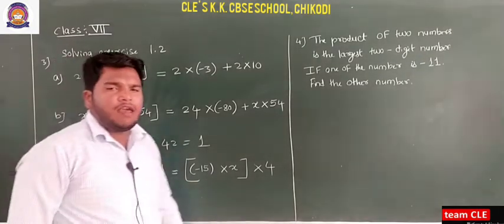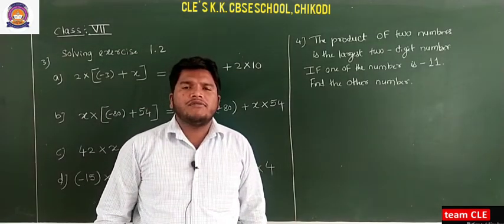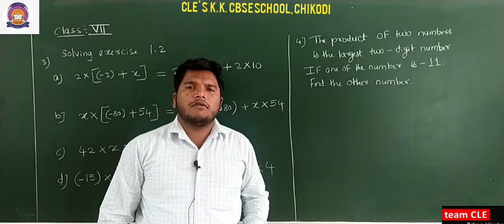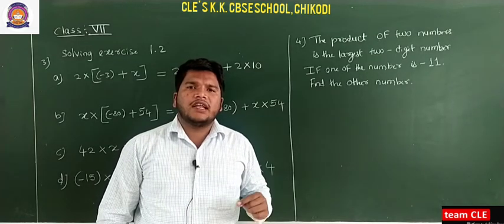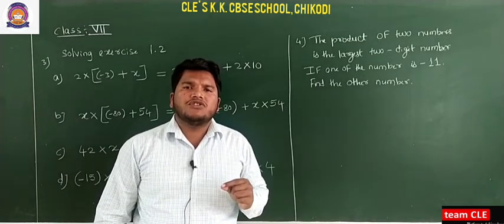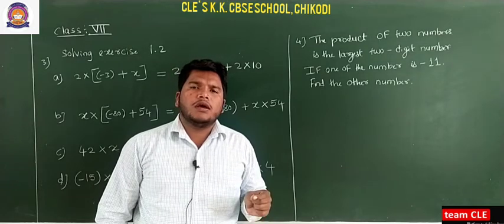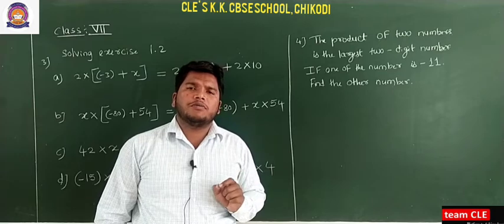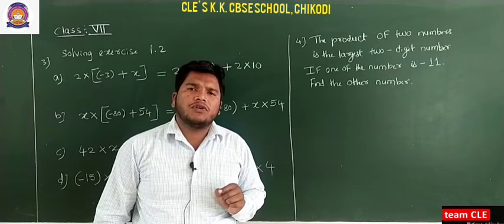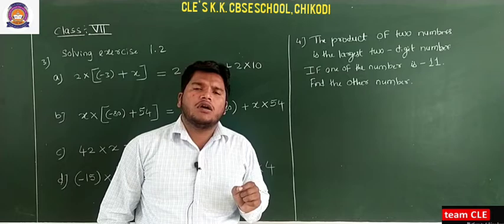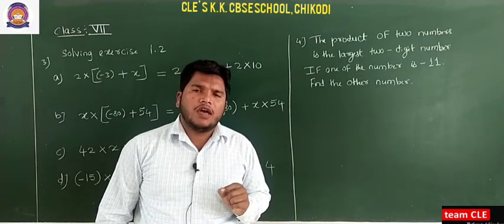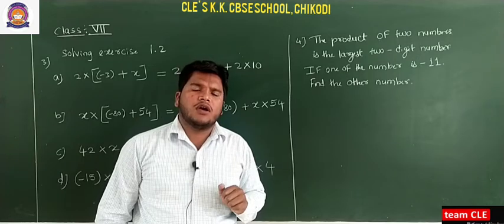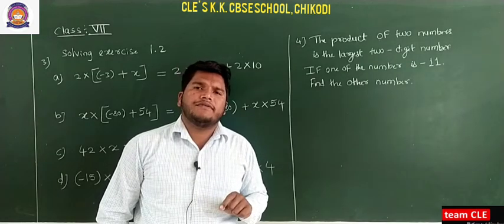In the last class we started with the distributive property of integers. You learned some of the cases, that is a into (b plus c) equals a into b plus a into c. You also solved some examples on the distributive property of integers, and completed exercise number 1.2, the first main as well as the second main.